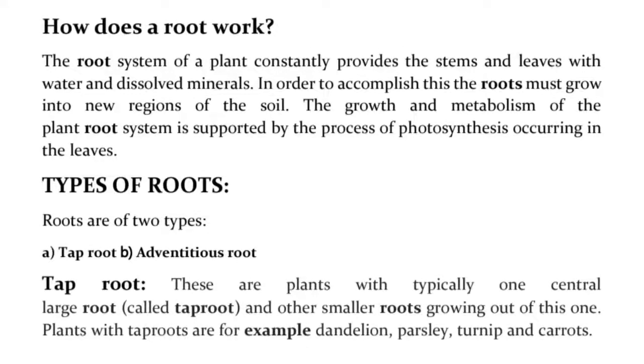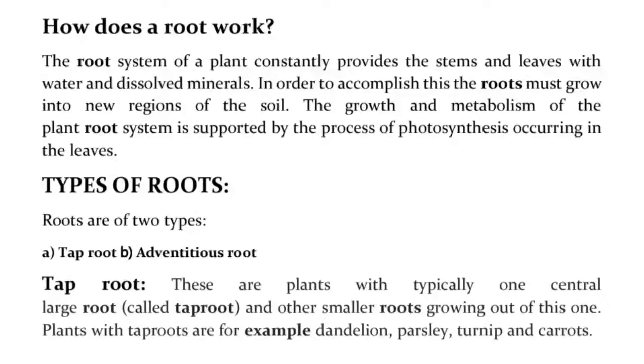How does a root work? The root system of a plant constantly provides the stems and leaves with water and dissolved minerals. In order to accomplish this, the roots must grow into new regions of the soil. The growth and metabolism of the plant root system is supported by the process of photosynthesis occurring in the leaves.